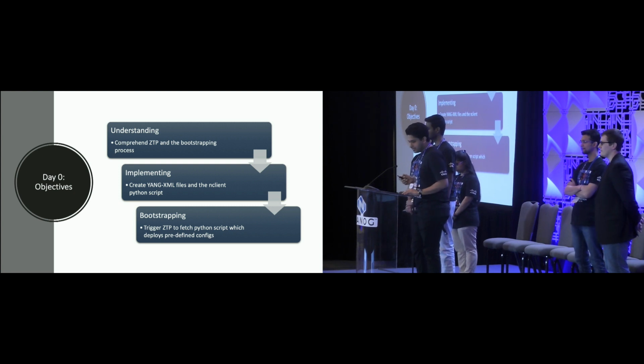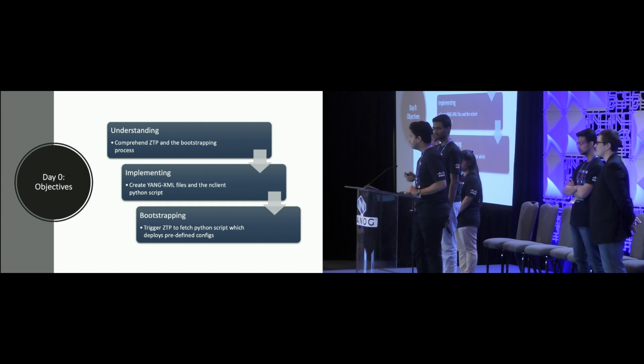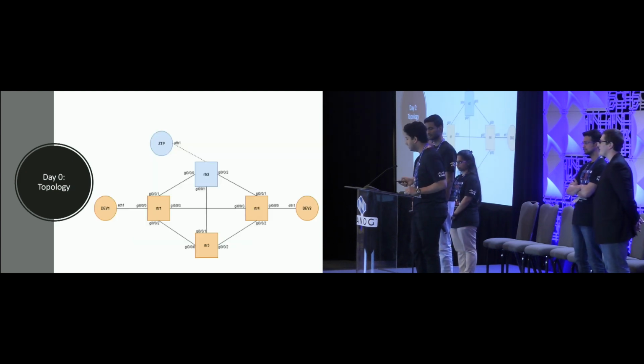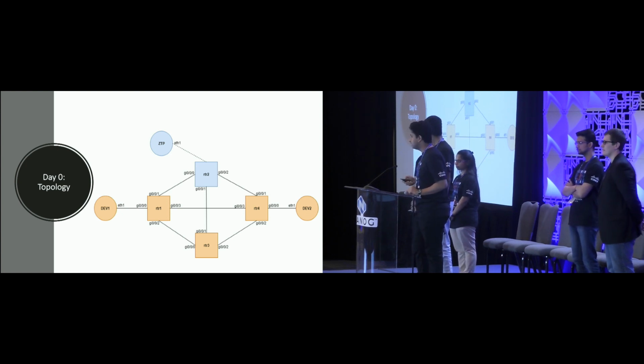So getting into the objectives of day 0, we first had to comprehend how ZTP works in the network, and then we had to create XML files which would feed into NC client. And then we had to trigger ZTP to fetch a Python script which would run on the box itself and deploy the predefined configs. The devices that you see here in blue were the 2 devices we were asked by the organizer team to start day 0 with, and different other devices were being used by different members of the team for different days.